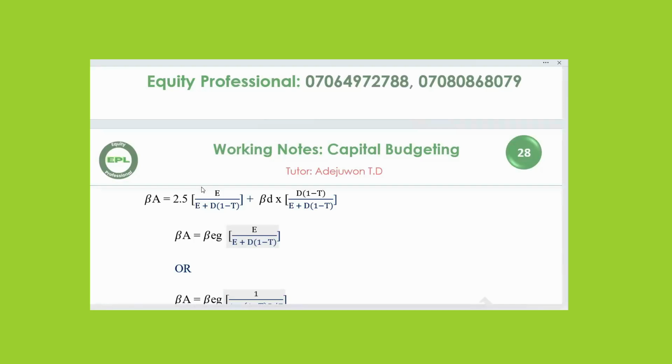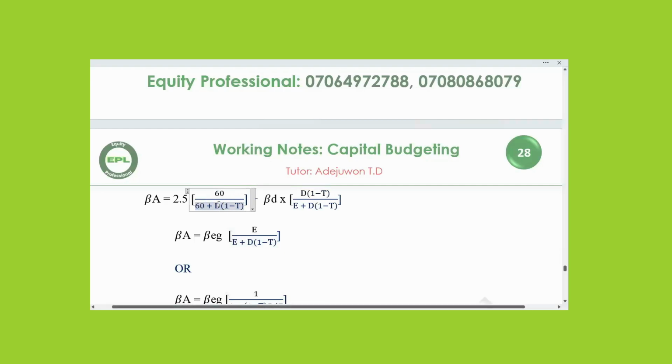If an examiner defines it, at times the examiner can define the gearing ratio as debt divided by debt plus equity. So if that is the case, debt will be 40, equity will be 40 plus 60, that is 40 to 100. But in this question, the examiner did not define it. Therefore, I will just use 40 to 60. So equity is 60 divided by 60 plus 40.